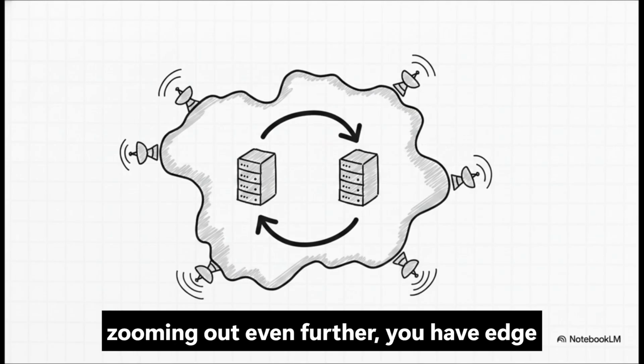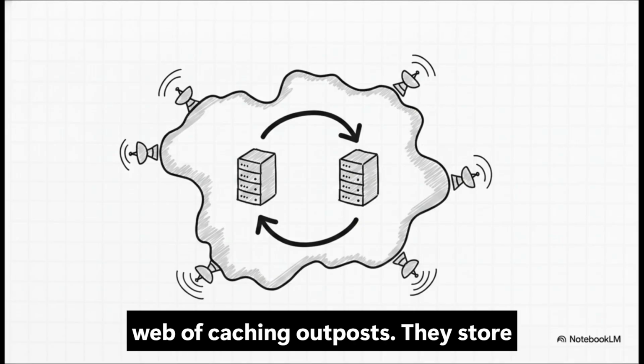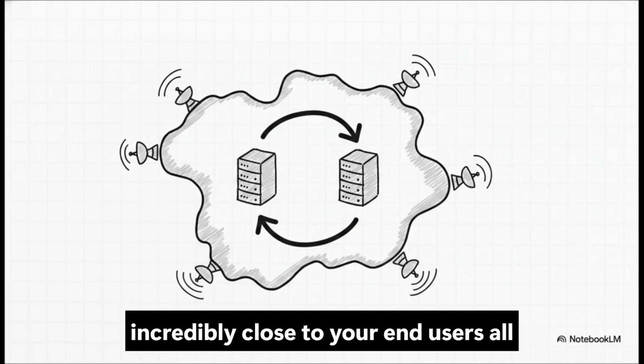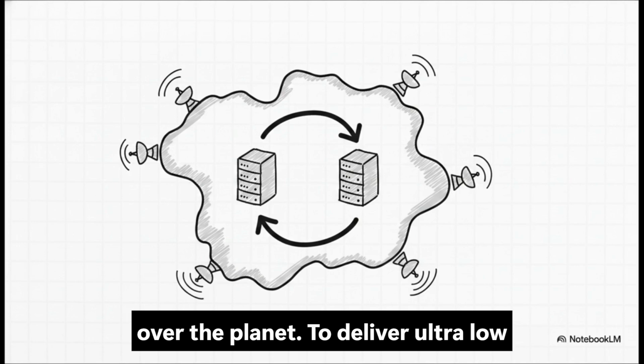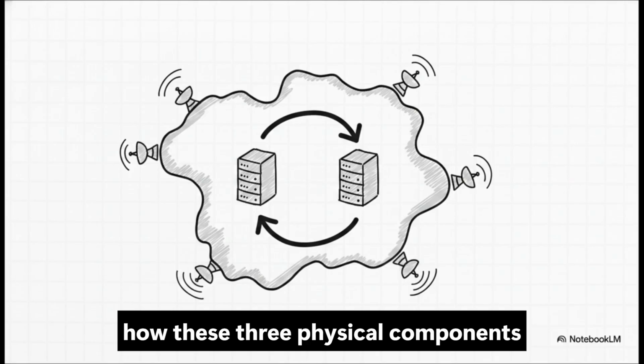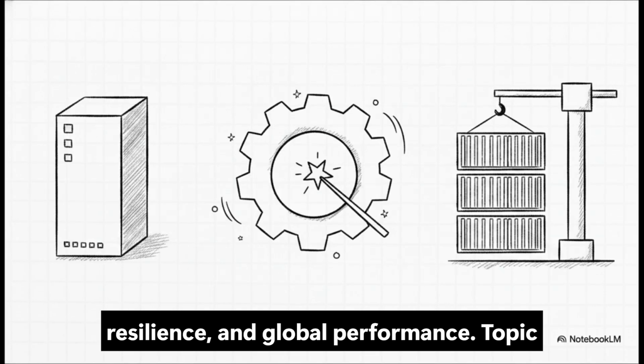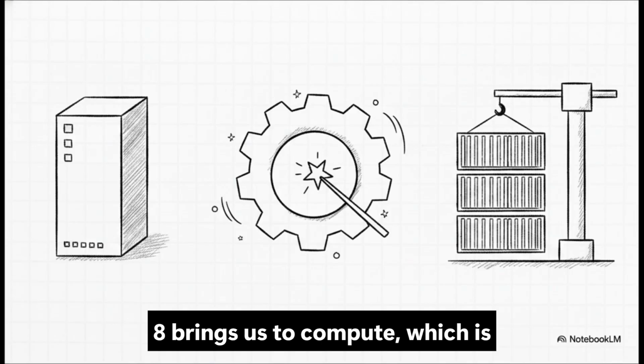And zooming out even further, you have edge locations. These act as a massive global web of caching outposts. They store copies of your static videos and images incredibly close to your end users all over the planet to deliver ultra-low latency. You really have to understand how these three physical components interact to give your business agility, resilience, and global performance. Topic 8 brings us to compute, which is essentially the engine of the cloud.